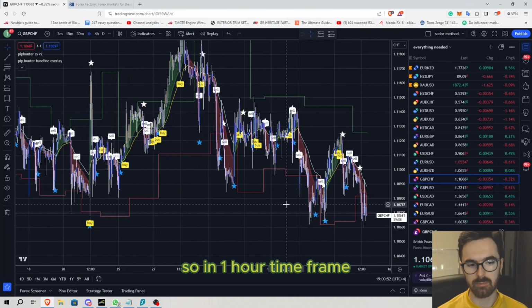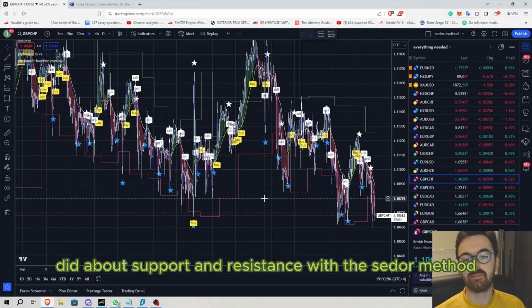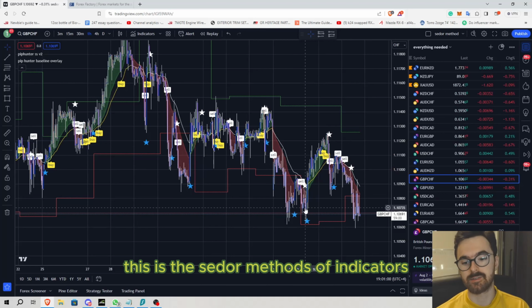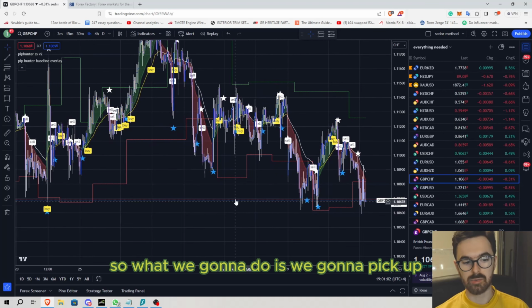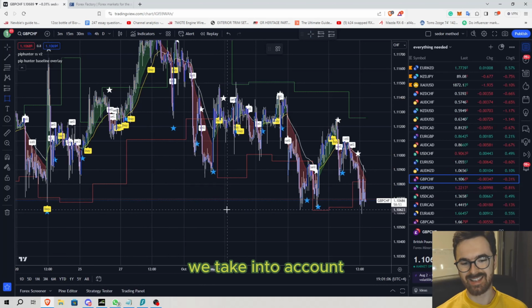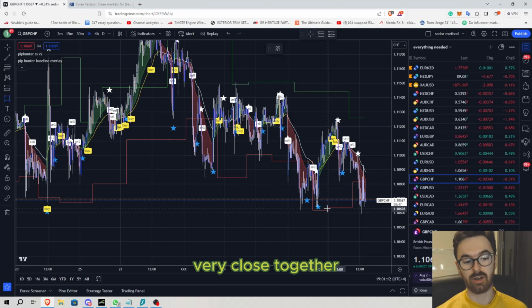On the 1 hour time frame, this goes in line with the video that I did about support and resistance with the CDOR method. This is the CDOR method set of indicators. So what we're going to do is pick up where we can draw our zones. How do we draw our zones? We take into account the areas of the chaos channels which are horizontal and very close together.